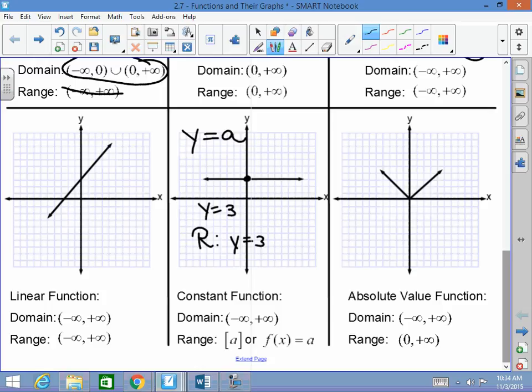Absolute value function, we saw it already last week. The absolute value function is y equals absolute value of x. And the domain is from negative infinity to positive infinity. The range is from 0 to positive infinity. All of these graphs, you're going to have to memorize the shape of them. You're going to have to memorize what they look like, because when we shift them, if you don't know that, it's going to be very difficult for you. So let's talk about these transformations.